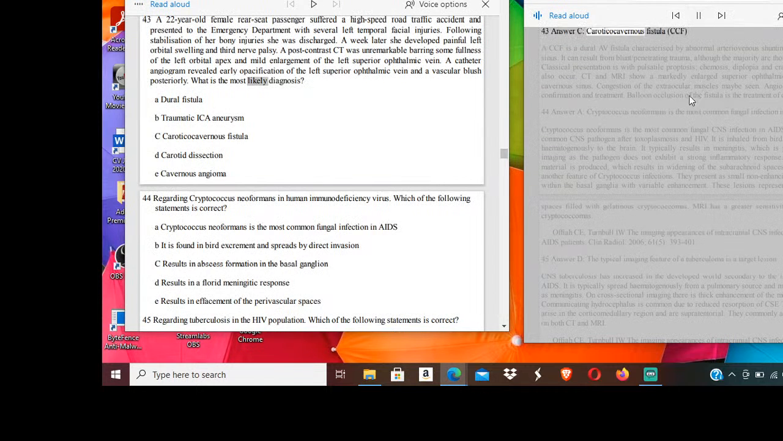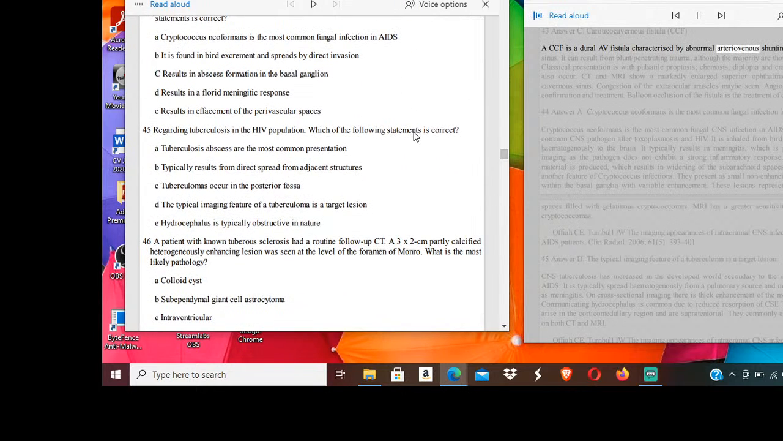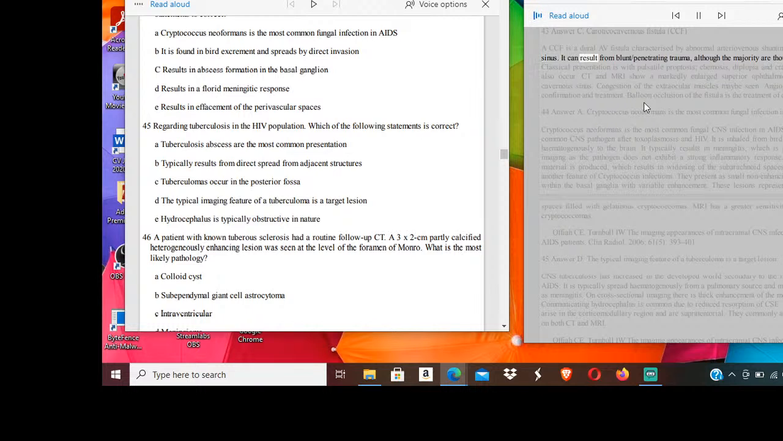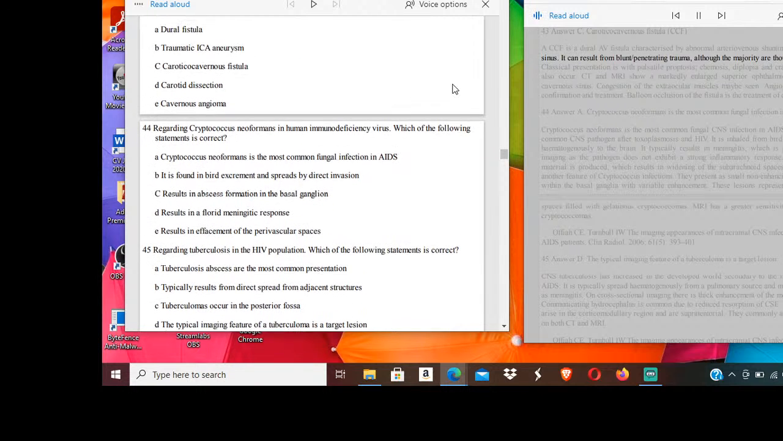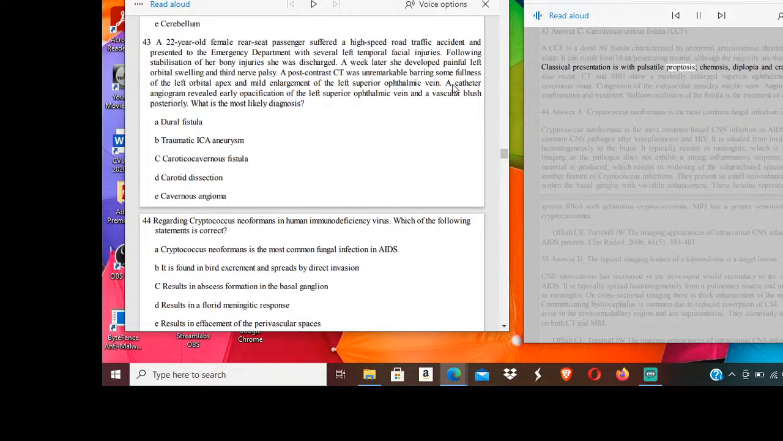43. Answer C, carotid-cavernous fistula, CCF. A CCF is a dural AV fistula characterized by abnormal arteriovenous shunting within the cavernous sinus. It can result from blunt or penetrating trauma, although the majority are thought to be spontaneous. Classical presentation is with pulsatile proptosis, chemosis, and diplopia, and cranial nerve palsies can also occur.